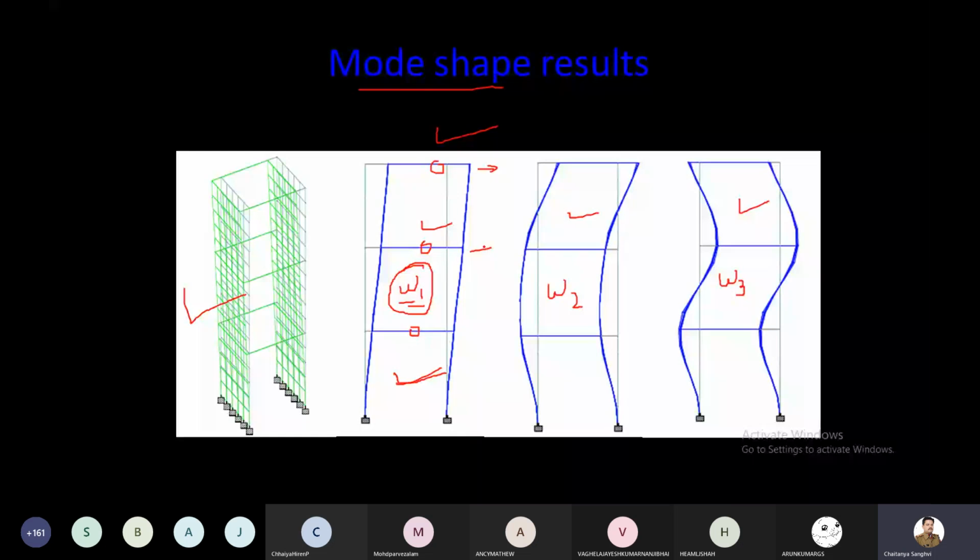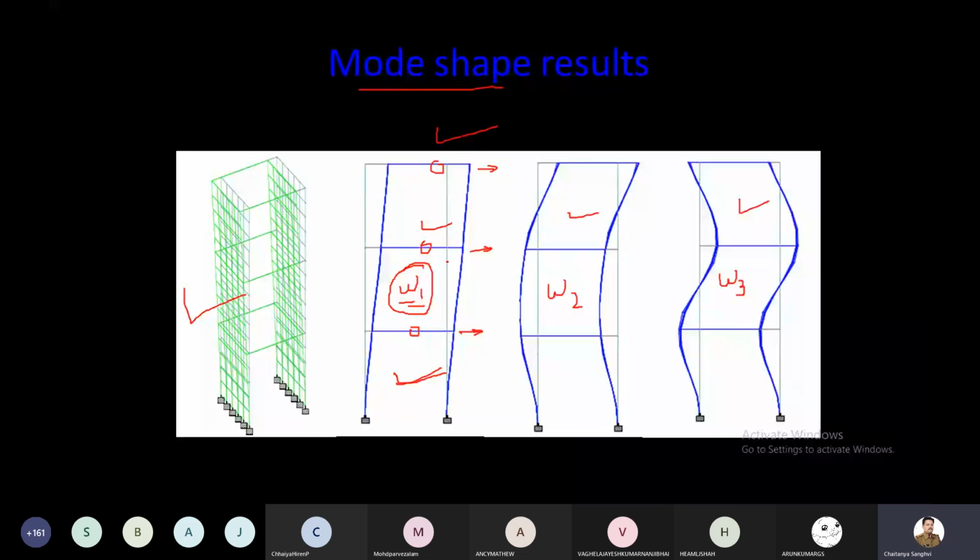All masses are moving in one direction, and therefore these masses are giving maximum contribution, right? Maximum contribution. Our code is saying that in case of a multi-story building, you have to carry out the dynamic analysis up to 90% mass participation. This is what the mass participation is, right? So we have to talk about mass participation, right?